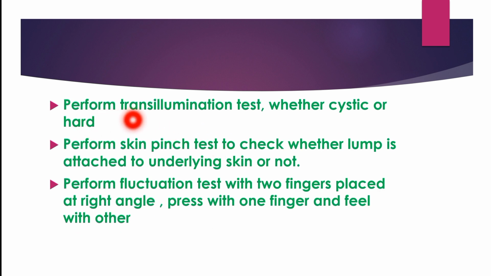Then perform the transillumination test with the torch, and look for whether the lump is cystic or hard. After that, perform the skin pinch test on the breast lump to check whether the lump is attached to the underlying skin or not. And after the skin pinch test, perform the fluctuation test, which is done with the help of two fingers that are placed at right angles to each other, and push with one finger on the lump and feel it with the other finger, which is placed perpendicularly, to look for any fluctuation in the lump.